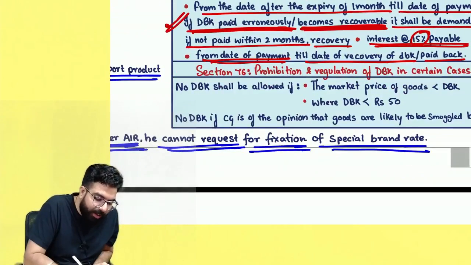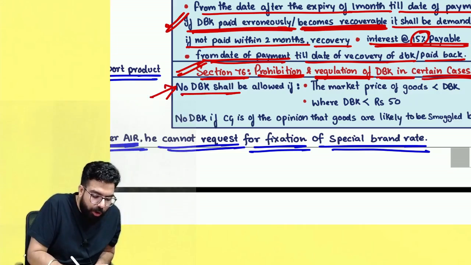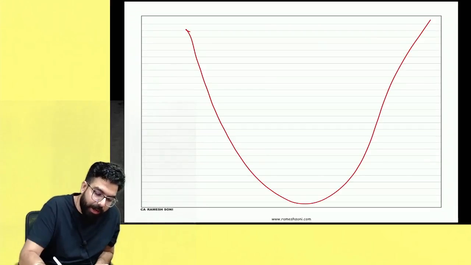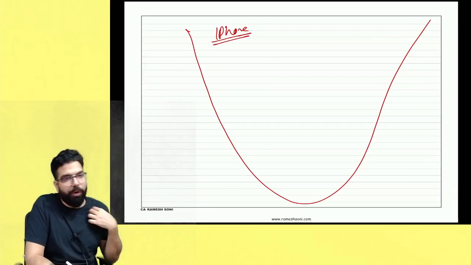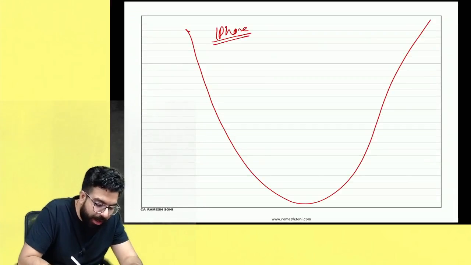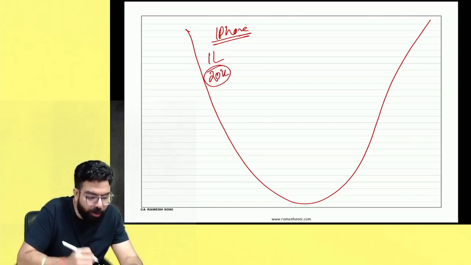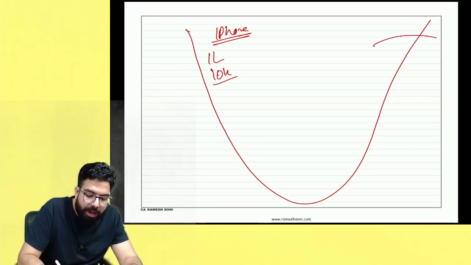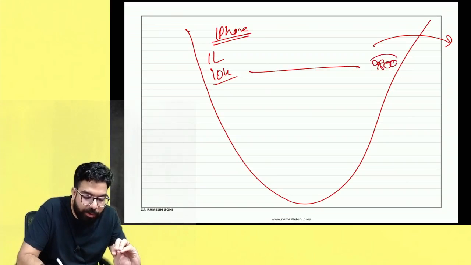The next one over here is section number 76, prohibition and regulation of duty drawback in certain cases. Sir, government says no duty drawback shall be allowed if the market price of the goods is less than the duty drawback. For an example, there is one iPhone over here which is a very little old iPhone. I had gone ahead and bought that iPhone from outside India for 1 lakh rupees, and on importation I paid 20,000 duty, or I will simply take, supposing, 10,000 duty over here. Now, if I am exporting as such without use, then I will get 9,800 duty drawback over here.